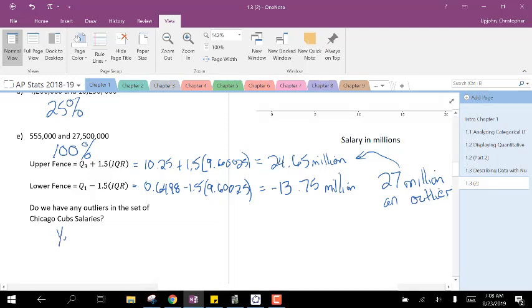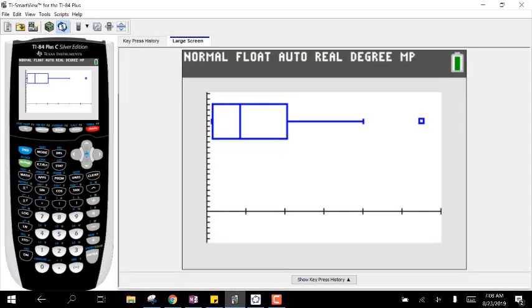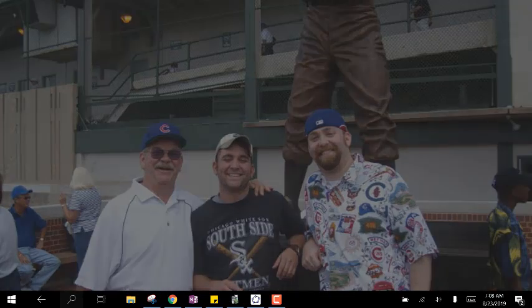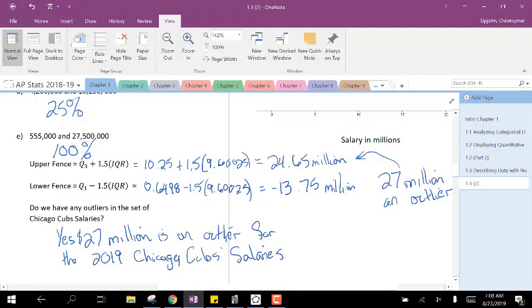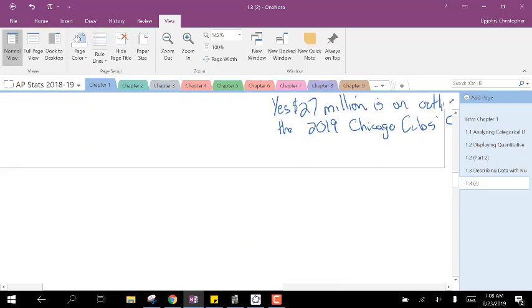So $27 million, just makes me sad, is an outlier for 2019 Chicago Cubs salaries. But yeah, there is an outlier. We proved it. We can see it on the histogram when we make that, but we can also calculate it by our 1.5 rule here. All right, moving on.